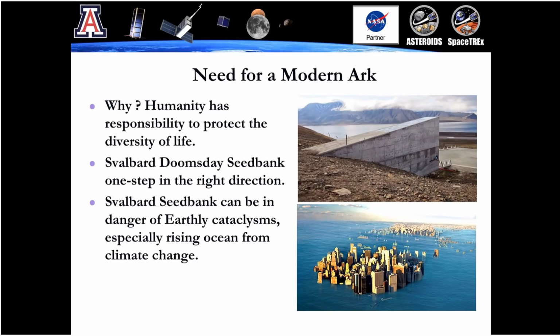With the expected rise in oceans all around the world due to climate change, here's a vision of New York City underwater. Chances are the seed bank would also become inaccessible.